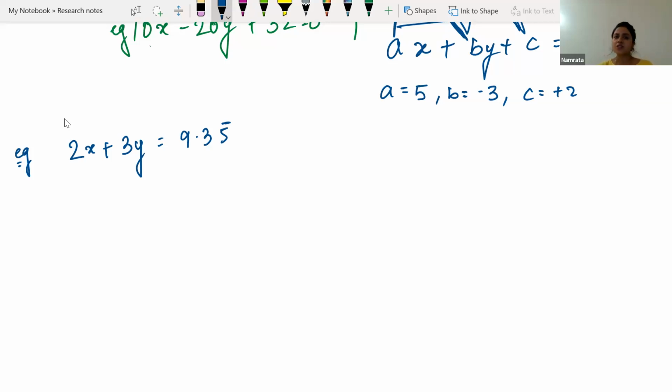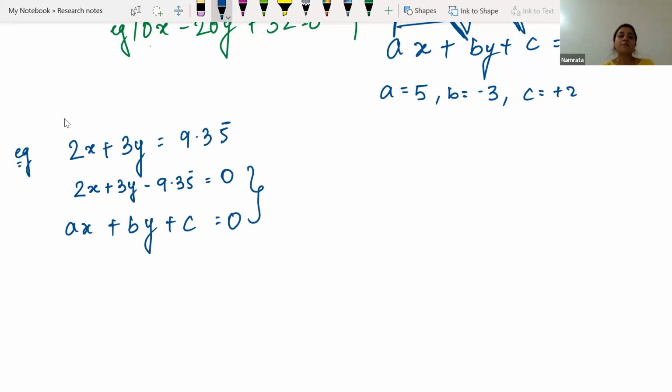Why ax + by + c = 0? Because that is the standard form of a linear equation in two variables, the usual form. So if it says to express it in the form ax + by + c = 0, what I told you is that whenever we have to represent the given equation like this, our motto is to make one of the sides zero. So the 9.35 non-terminating decimal, which is sitting on that side, just pull it to this side. So we will have 2x + 3y - 9.35 = 0.